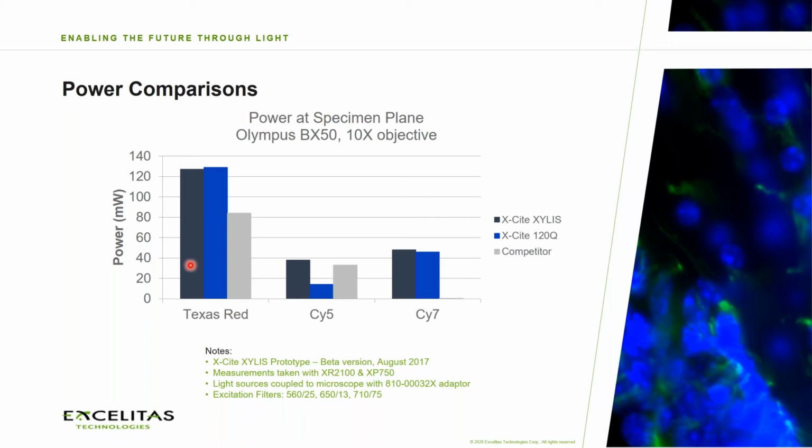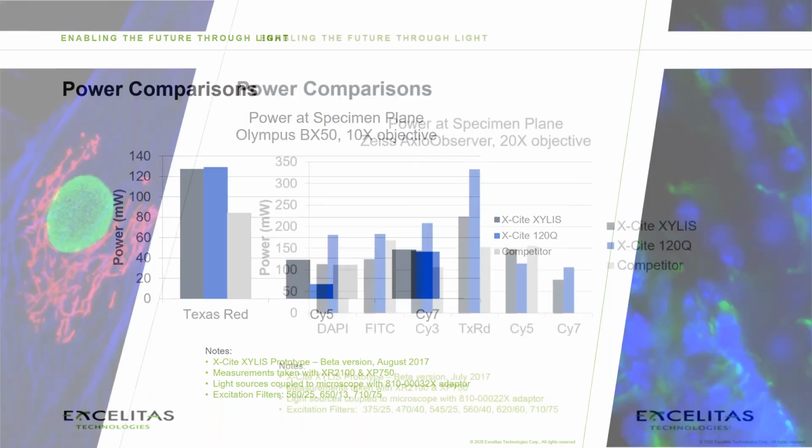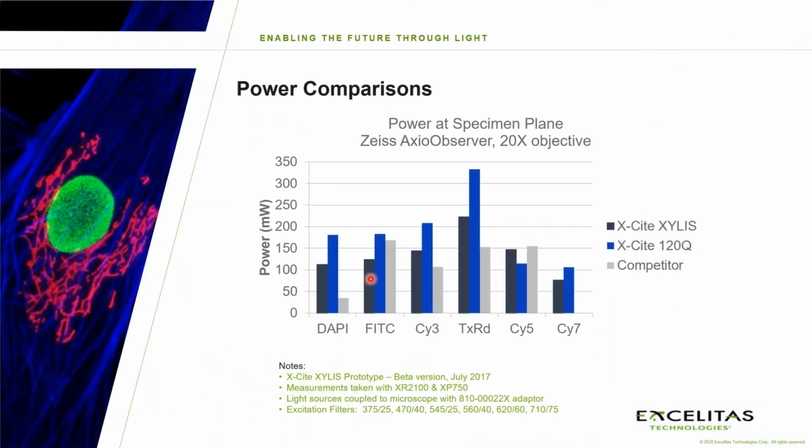So just to confirm things, we moved to a different scope because all the microscopes have different light trains and work differently as far as what actually gets to your sample plane. So we tried another one, and we covered all the way from DAPI to Cy7. Again, in the black is our laser LED hybrid drive. In the blue is our own bulb system, and in gray is the competitor. And as you can see in the Cy7, which is all the way in the 700-ish excitation region, our competition doesn't have many solutions available.